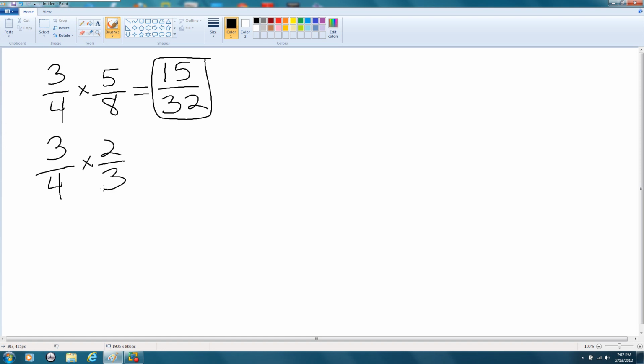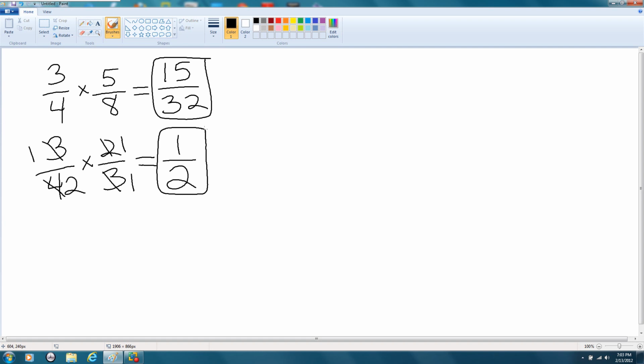But I can also do something called cross canceling here. Basically, if I have common factors above and below, I can cancel those factors. So basically, 3 goes into 3 once, and 3 goes into 3 once, and 2 goes into 2 once, 2 goes into 4 twice. Now I multiply across, and I get 1/2 with no need to simplify. So if I can do that cross canceling, that's always effective.